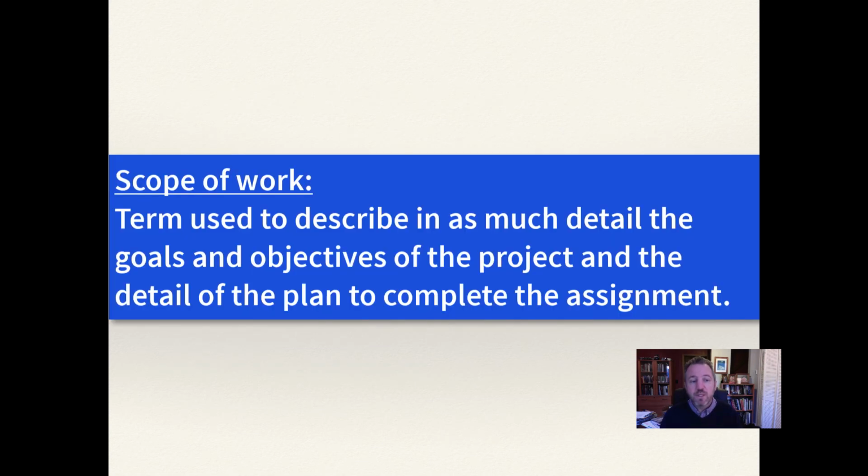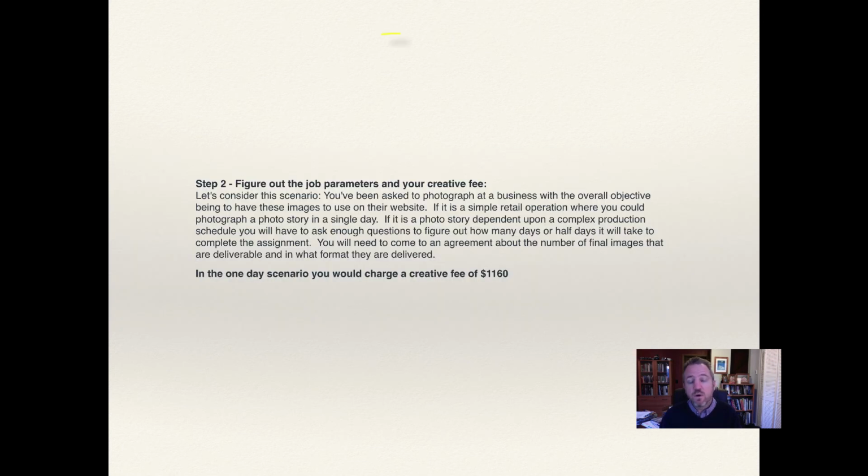The next step is to figure out the job parameters, the scope of work, and how much time you think it's going to take for you to create the imagery that the client's looking for. So here I'm going to give you a scenario that you've been asked to photograph a business with an overall objective of being able to have these images to use on their website. If it's a simple retail operation where you can just go in and do a quick photo story in a single day, that's one type of job. However, if it's a manufacturing process, that might be more complex, and you might have to schedule multiple days to go in at different times.